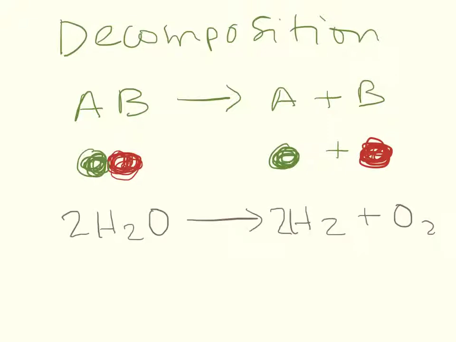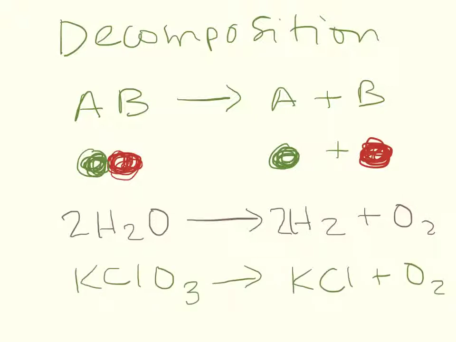Here's an example of a decomposition reaction. We have water and it decomposes into element hydrogen and element oxygen. Here's another example. We have our potassium chlorate here, and this one's going to break down into more simple compounds. So we've got potassium chloride here and oxygen. The idea is you just have to figure out how this is going to break down into the smaller pieces.